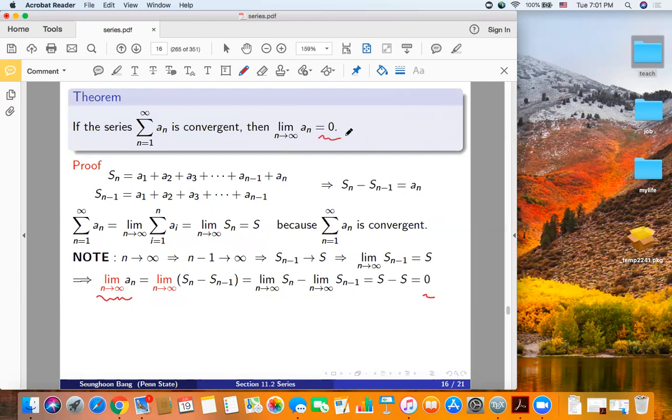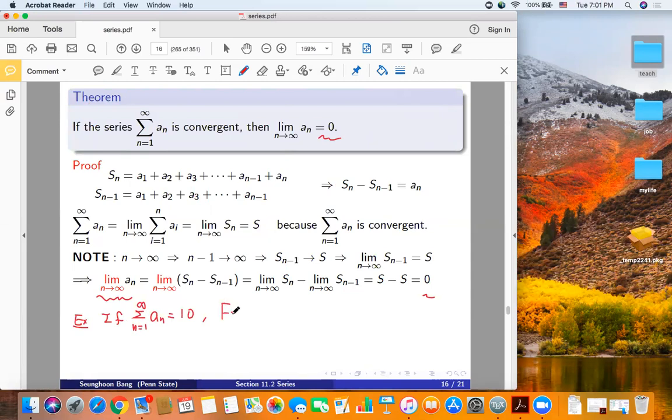Is it good? I want to give one example here. If the summation from n equals 1 to infinity of an equals 10, then it is 10.